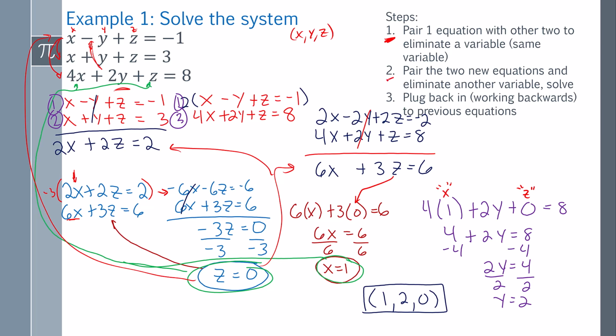Then step 2, you're going to pair the two new equations and eliminate another variable. And so that's what I did here. I put those two remaining equations together and I eliminated x, and so therefore I was left with z. And then the third step, you plug back in working backwards. So I plugged z into the previous equations I just made. I got x, and then I plugged in both x and z into the original equation to get the last variable. And then don't forget to write it as a point.